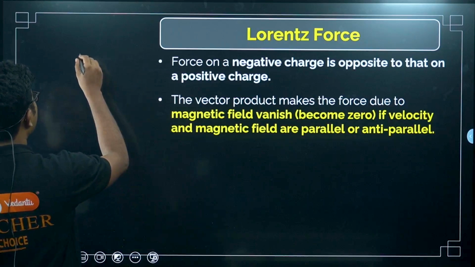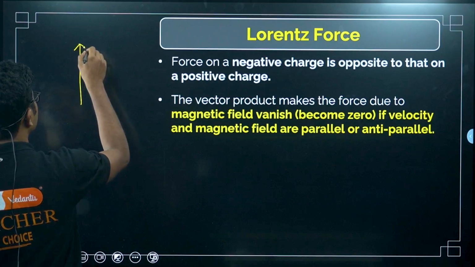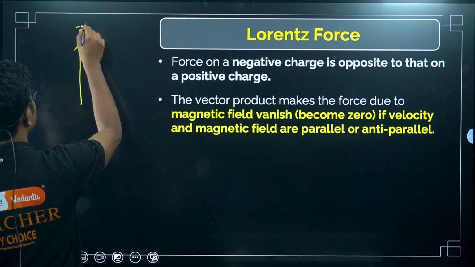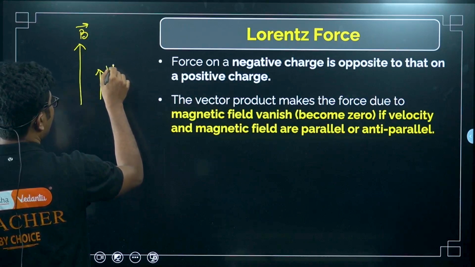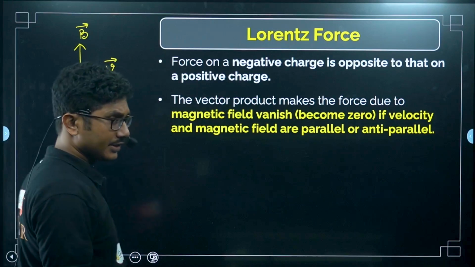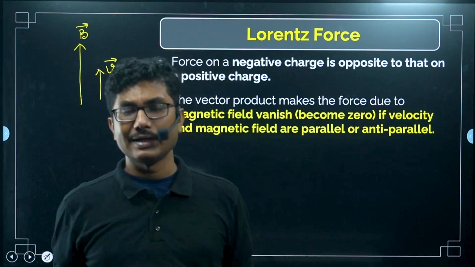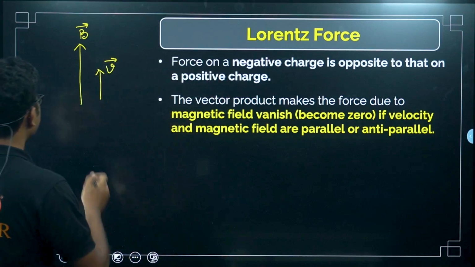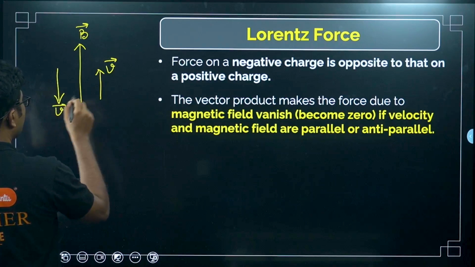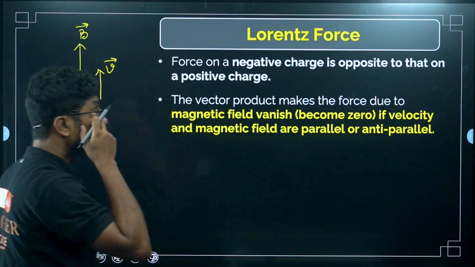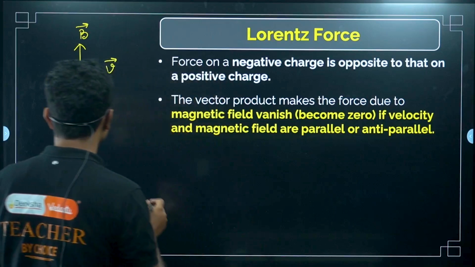Suppose magnetic field is in this direction, and the charge is also moving in this direction. In that case, the magnetic force will be 0. Similarly, if the charge is moving in this direction, this is parallel, this is anti-parallel. In both cases, magnetic force will be 0.